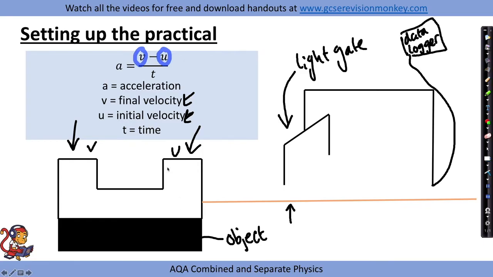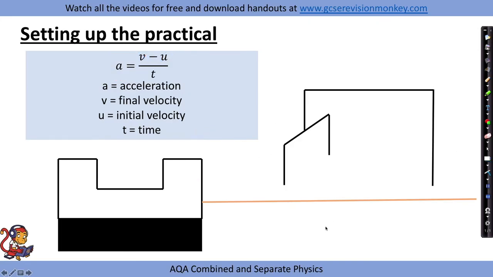So what we need to do is measure the width of these two pieces of card and put that information into our data logger so it knows the width of card that's travelling through the light gate. That will then automatically calculate the speed of the card going through, and it will do the difference in the speed or velocity over time to give us a calculation of acceleration, and all of that will be done automatically.